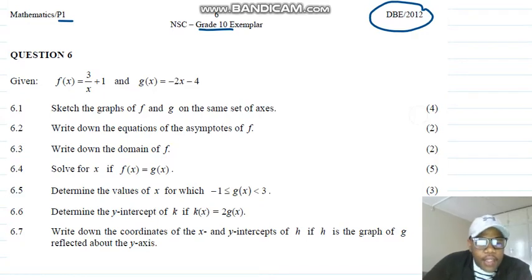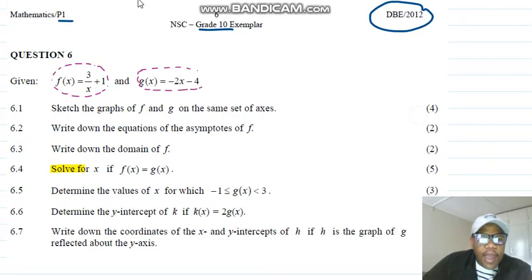At some point they are giving you f of x as a hyperbola over there, and g of x as a straight line. The first question is asking you to sketch these two graphs in the same set of axes. The second one asks you to write the equations of the asymptotes. The third question is asking you to write the domain.